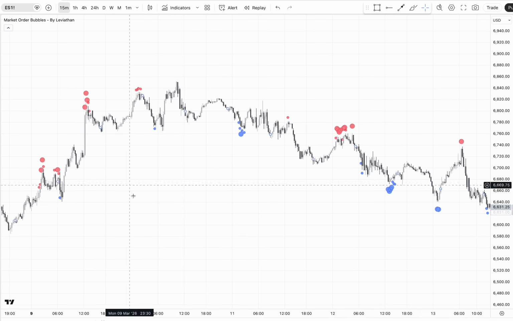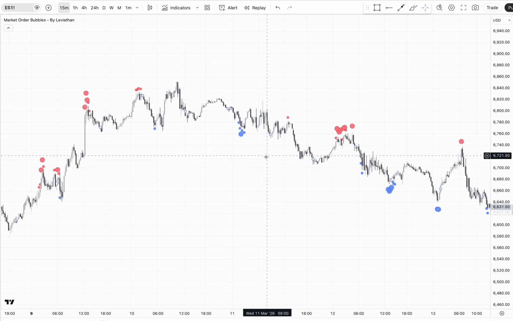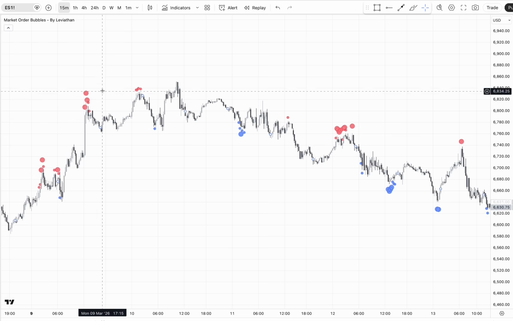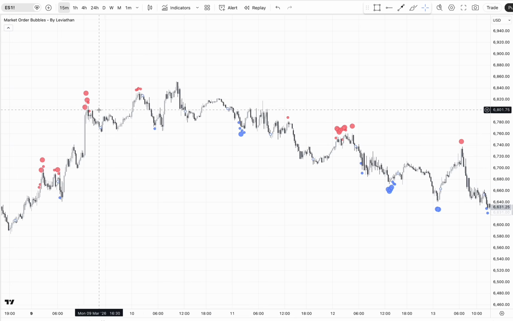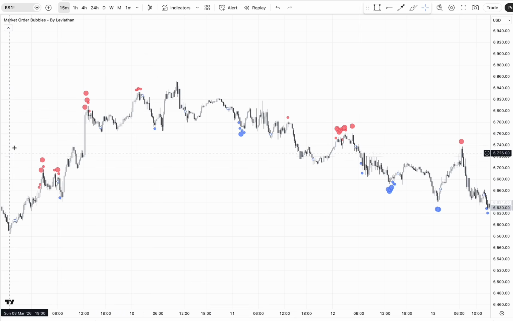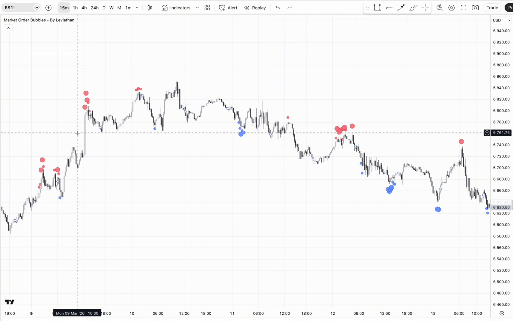nearest resistance. Today I'll be reviewing the market order bubbles indicator and discussing how to use it for mean reversion strategies. This is an indicator by someone called Leviathan, heck of a name, and essentially what it does is that it compiles TradingView's volume data and shows which side is being more aggressive. What this indicator actually shows is the number and magnitude of market orders.